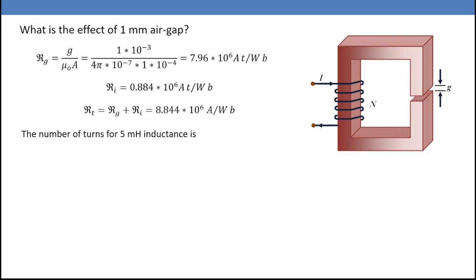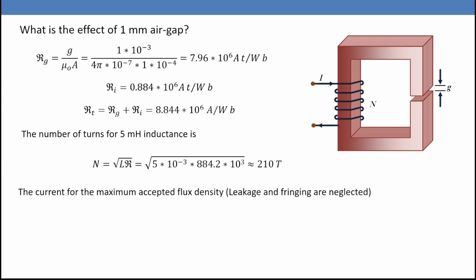So what will be now the number of turns? For the inductance 5 millihenry, the number of turns could be 210 turns. Right? So the current for the maximum accepted flux density, which is 1.3 Tesla, will be BA times reluctance total over N. In this case, we can reach up to 5.47 ampere. Please bear in mind that I ignored the leakage and fringing in this design, and I took the mean length.